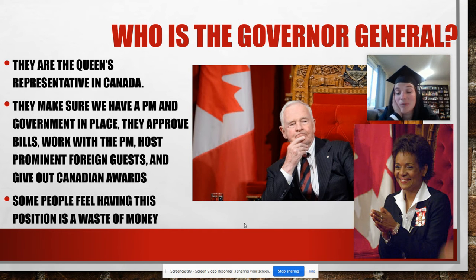It's like having the Queen in Canada, but we can't have the Queen in Canada, right? Because she lives in Great Britain. Some people feel like this is a waste of money, like, do we really need it? Are they really that important? They're a dignitary, and they have a really cool residence at the Citadel in Quebec City, a building fortified by ancient walls that have been rebuilt, and it's still a military base. They can live there and host people, and it's quite nice. But do we need it in Canada?